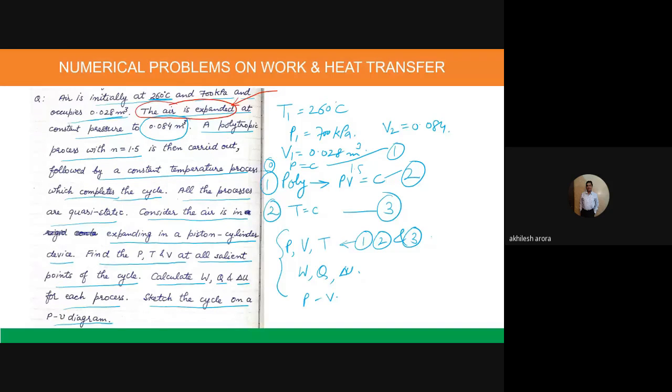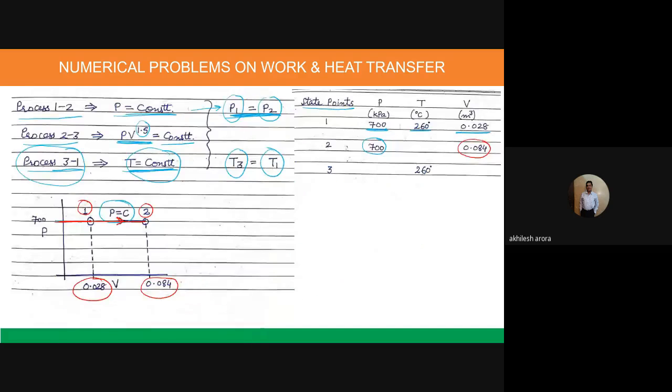Okay, or if the volume is remaining constant, then the pressure will drop. But in this particular case, the pressure remains constant. That is why the volume is increasing. So this is the value of the volume. Then finally we are given that T3 is equal to T1. So T1 we have written as 260, and here T3 is also 260.